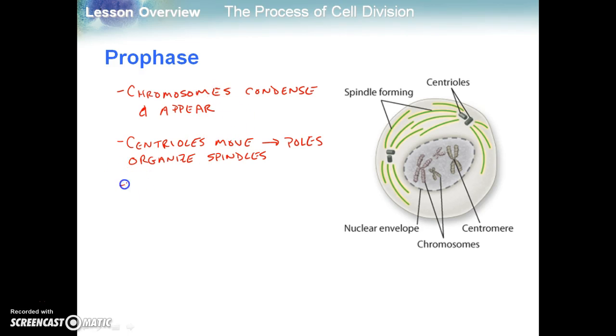Our sister chromatids are going to attach to one another at the centromere. And eventually these spindle fibers are going to attach to our chromosomes at the centromere. The last thing that happens is our nuclear envelope disappears.